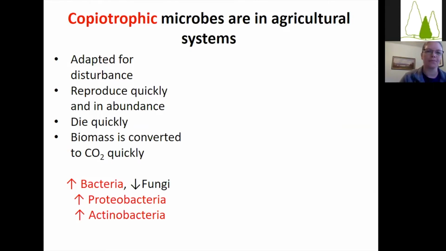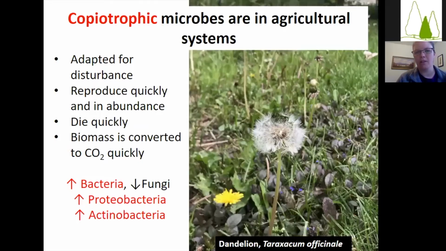So to give you an idea of a copiotroph that you're all familiar with that's visible, you might think of this guy. So this is your characteristic copiotroph. It's an organism that is adapted for disturbance, and no matter how many times you mow your lawn, this organism is going to come back, and it reproduces very quickly. It also dies really quickly, and is fairly difficult to get rid of because it's adapted to this disturbance ecosystem: dandelion. So the dandelion microbes are these Proteobacteria and Actinobacteria.